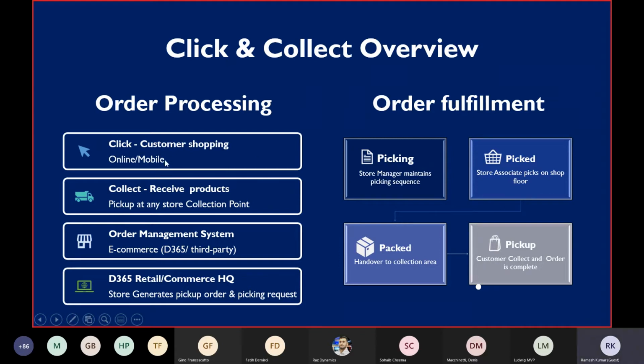The customer will do the shopping through an e-commerce website or a mobile application. They will select the location where they want to receive the items. Once they have done the sales order, it will be synchronized to the order management system, and this order management system can be Dynamics 365 native or a third party. This will synchronize to the ERP retail commerce, and from headquarters it will generate a pickup order and request to the store.